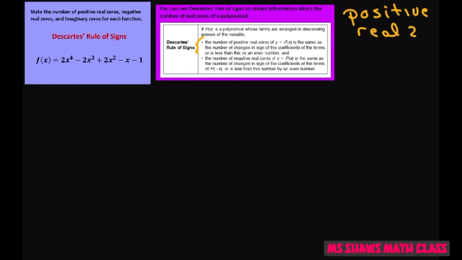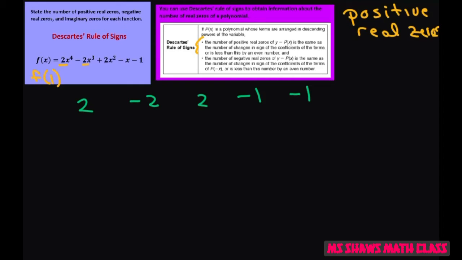And to do that, I'll put zeros here. What we're going to do is look at our coefficients. So, for example, if you plug in 1, write down your coefficients, and you're going to get 2, negative 2, 2, negative 1, negative 1.